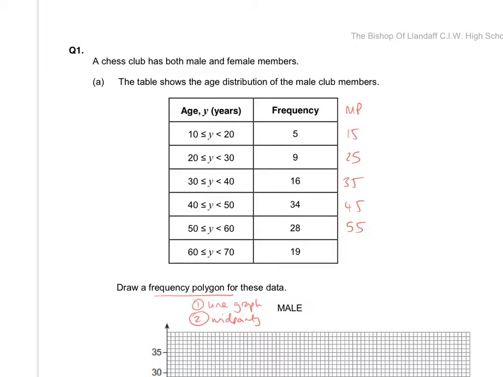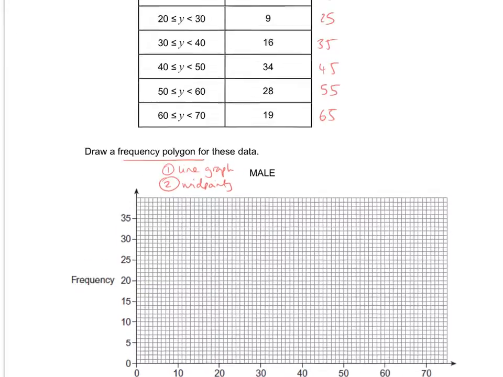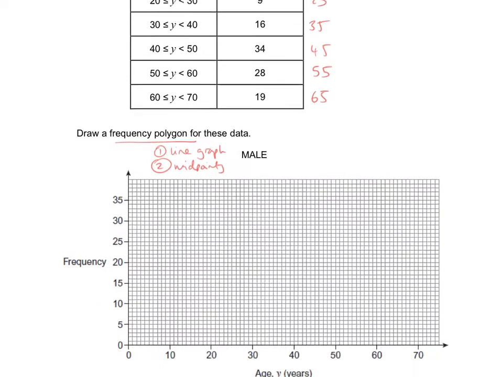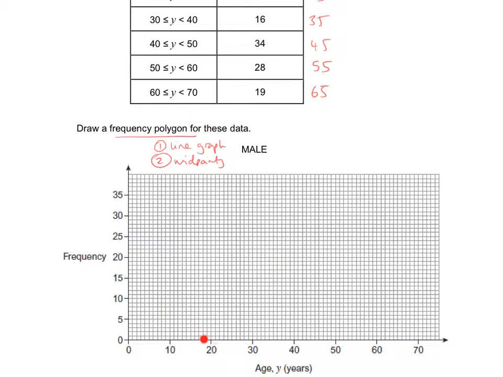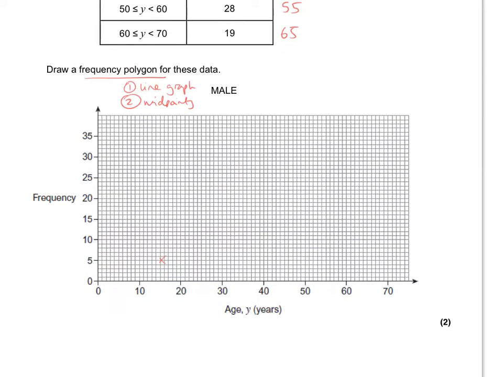Once you have found all of these midpoints, you are then going to plot these on your graph. So I'm looking for 15. So we're bang in the middle here. And then I want to go up to a frequency of 5. So I may plot these a little bit out because I'm doing it on the iPad, but they need to be accurate on your diagram, okay? So 15 and 5, then 25 and 9.